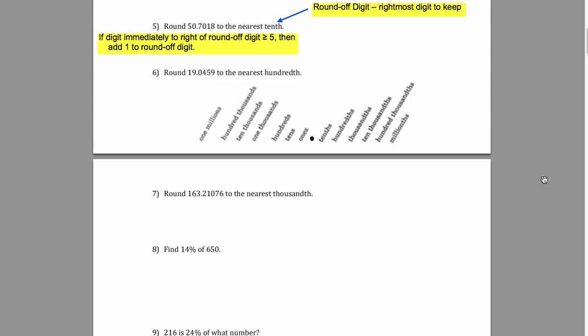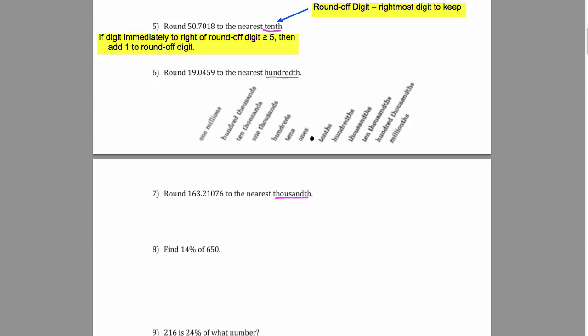So in each problem, you'll be given what we call the round-off digit. The round-off digit is the rightmost digit to keep. So in problem number 5, you see that they want you to keep to the nearest tenth and no further. In problem 6, to the nearest hundredth and no further. And in problem 7, to the nearest thousandth.